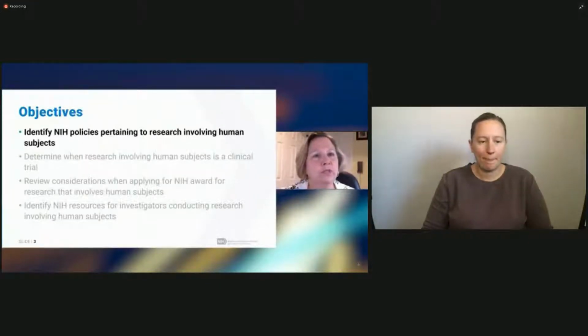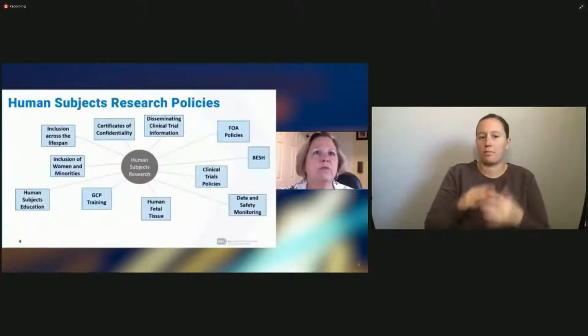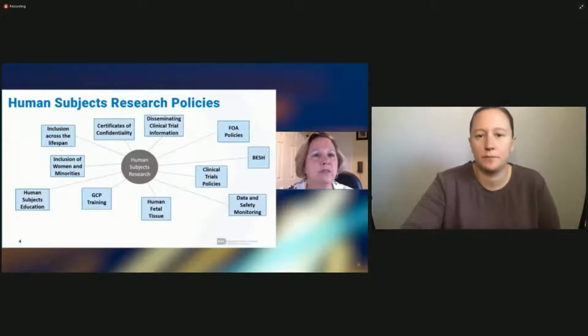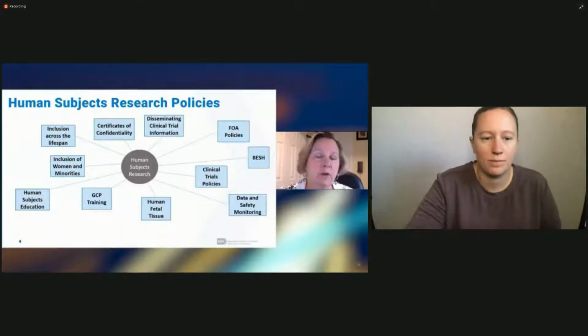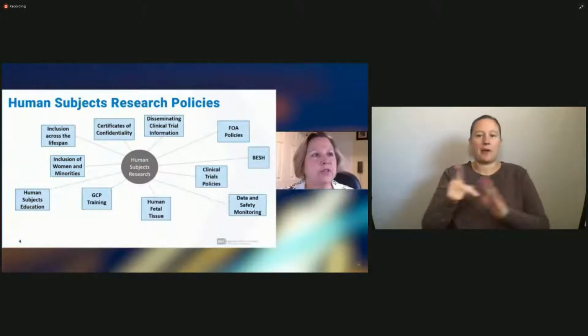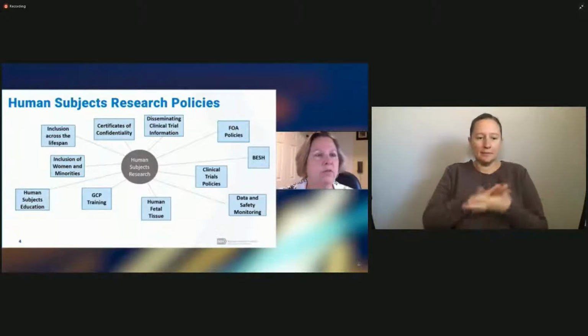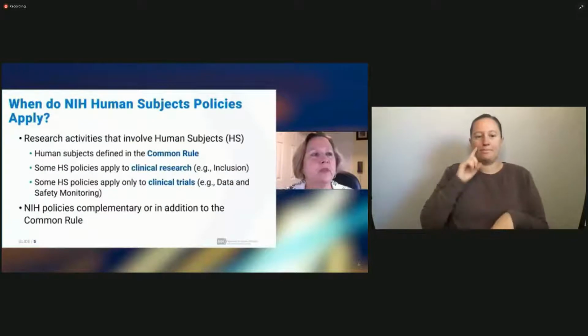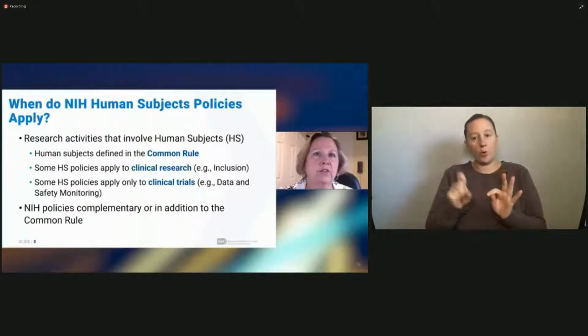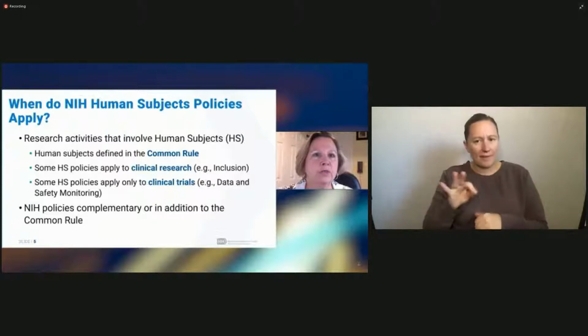So the first thing we're going to talk about is some of the policies involving human subjects research. As you can see from this slide, NIH has a lot of policies pertaining to human subjects research, and we're going to be introducing these to you in the next slides. So an important question that you need to consider is, how do you know if you're conducting human subjects research?